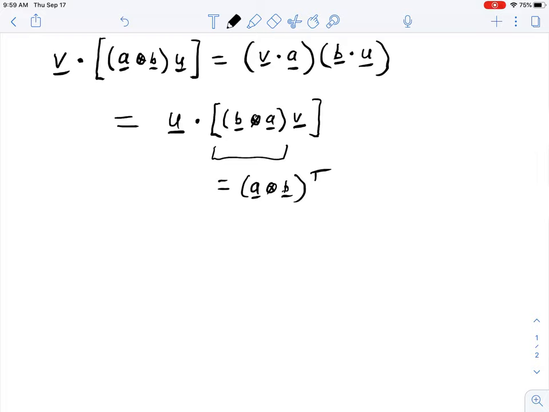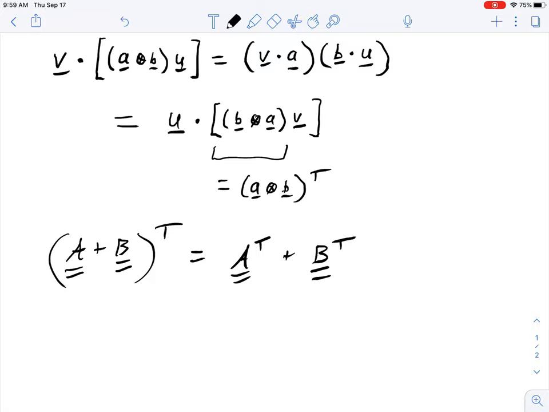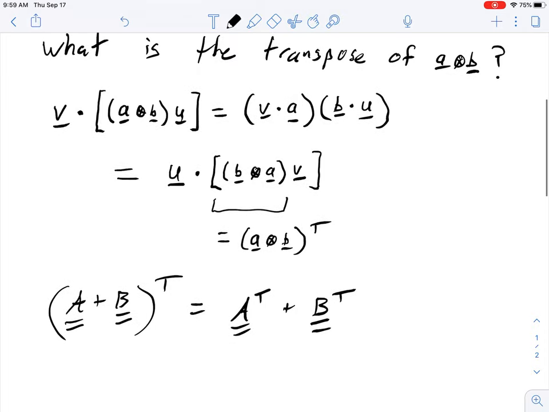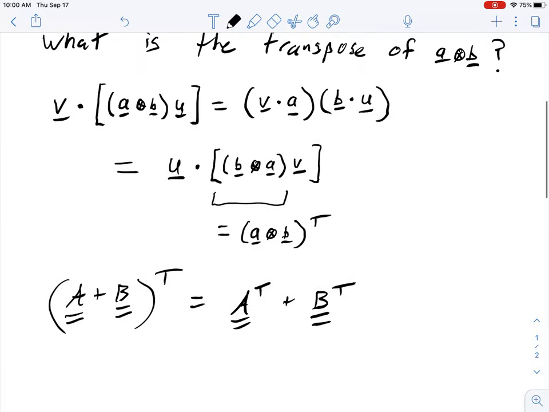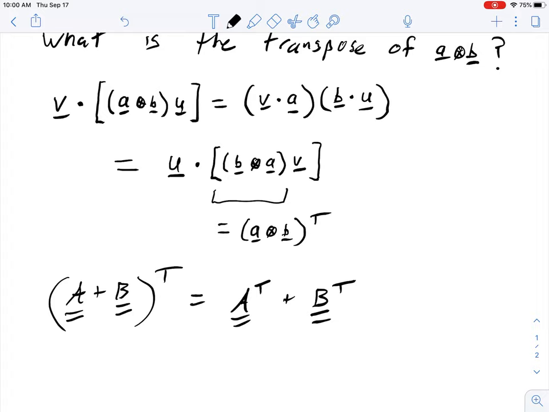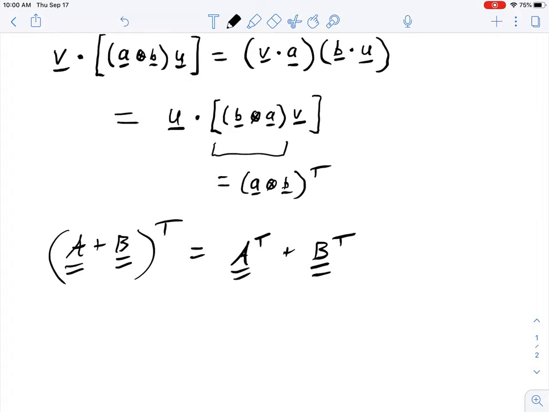Now, it's also easy to show that A plus B transpose is equal to A transpose plus B transpose. And this is an easy consequence of the linearity of the inner product. And this is one of the exercises in the textbook. It'll take you a couple lines. I'd suggest that you work through it just to demonstrate to yourself that this is in fact the case. Get your feet wet using direct notation instead of index notation that we typically use. You can use index notation and a basis if you want, but you don't need to.